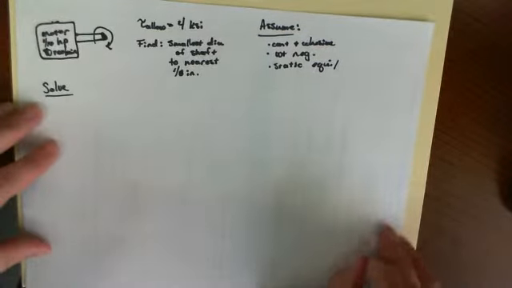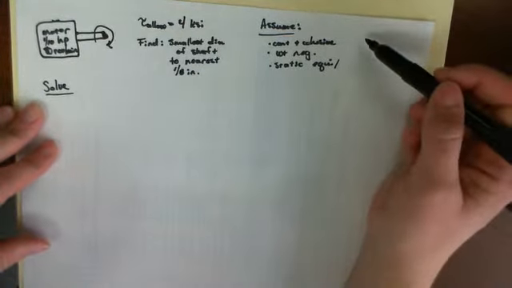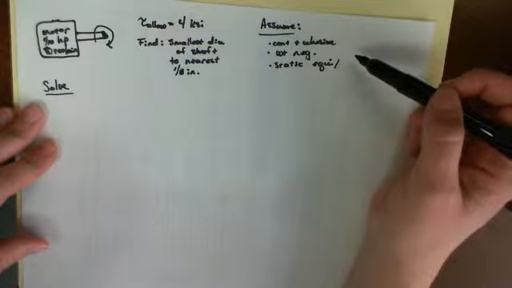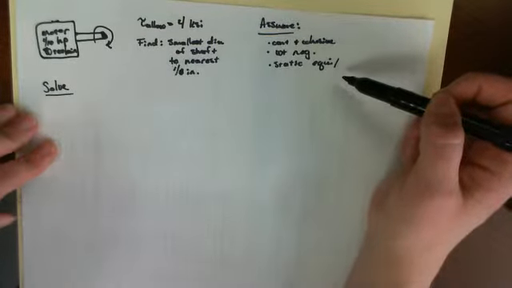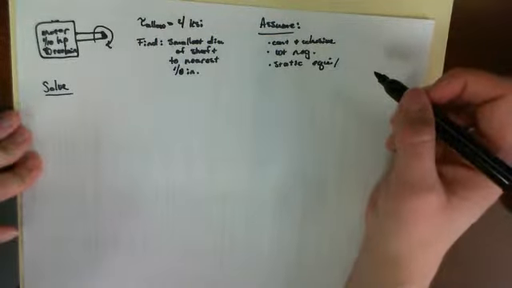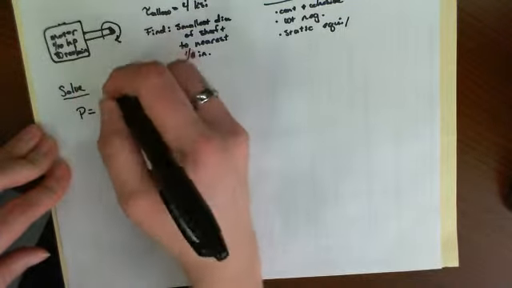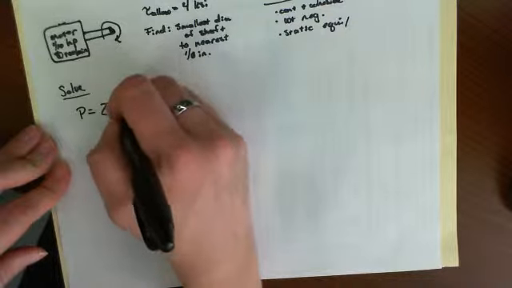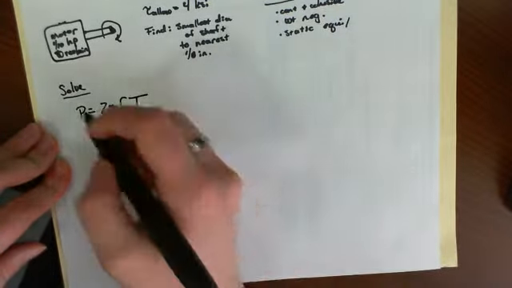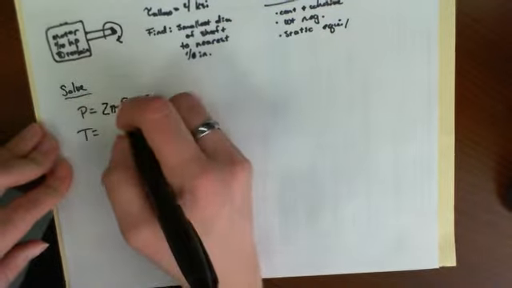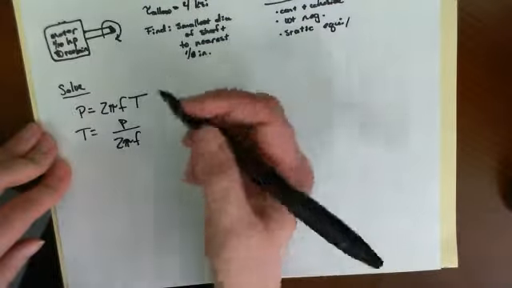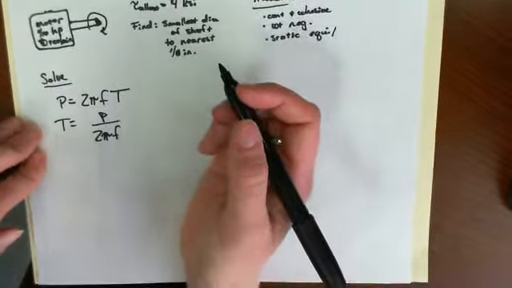My assumptions are that the material is continuous and cohesive, the weight of the shaft is negligible, and we're in static equilibrium. So the first thing is we need to find the torque. So let's take our power and change the information that we have into a torque. Torque is then equal to power over 2 pi f, because I'm given frequency rather than the angular velocity.